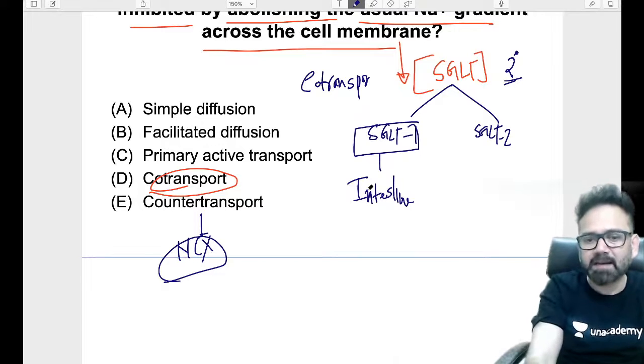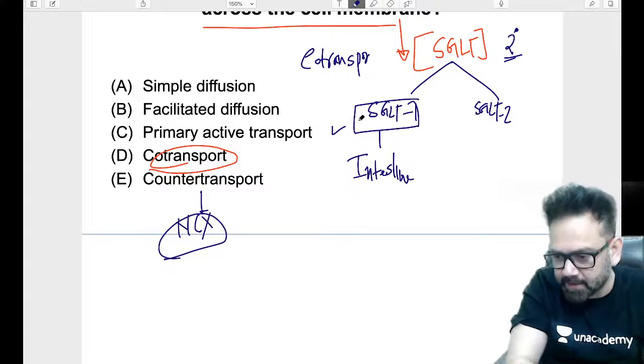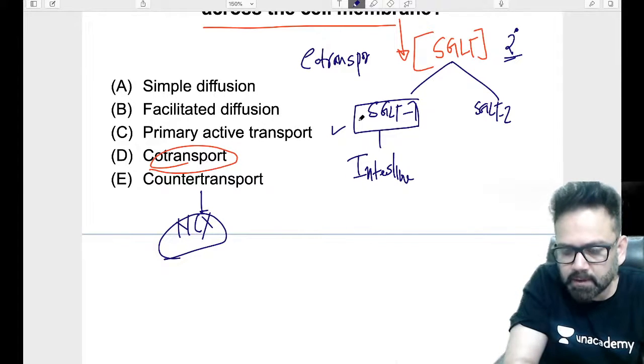Which has more affinity, SGLT1 or 2? Yes, you are correct, Avinash. One is present everywhere, 2 only in the PCT. Which has more affinity?